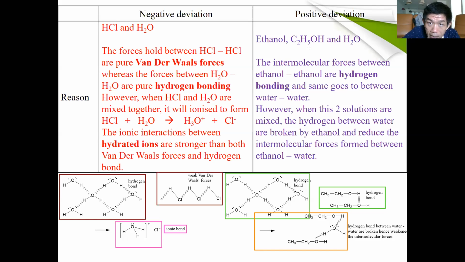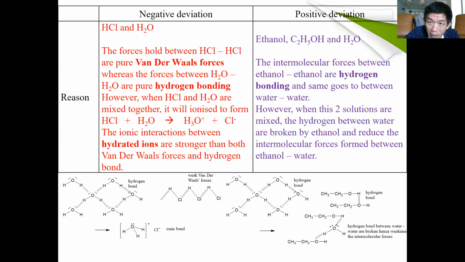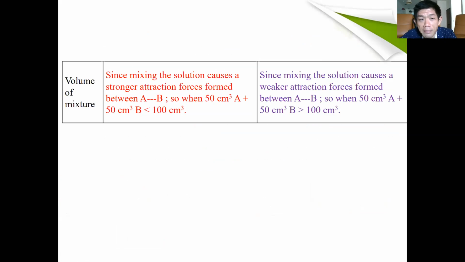Okay, and then we are going to have a look a little bit at what changes might take place inside a positive or negative deviation. So in terms of volume of mixture, since mixing a solution causes stronger intermolecular forces, when you, let's say, mix 50 centimeter cube of A with 50 centimeter cube of B, the total volume later will be lesser than 100. So why? Because now when you have stronger intermolecular forces, the volume is contracting. So when the volume is contracting, therefore the total volume will be lesser than 100.